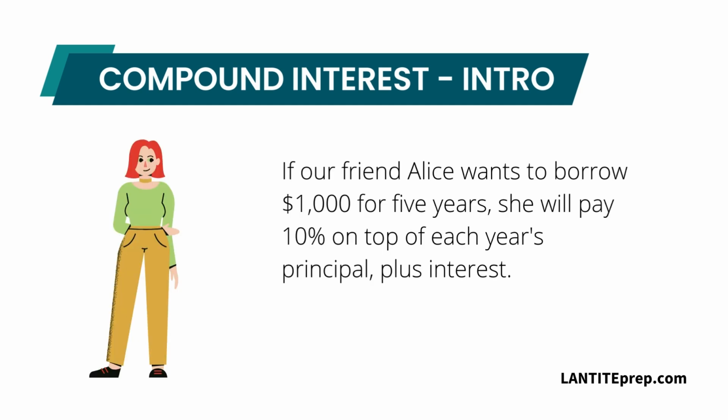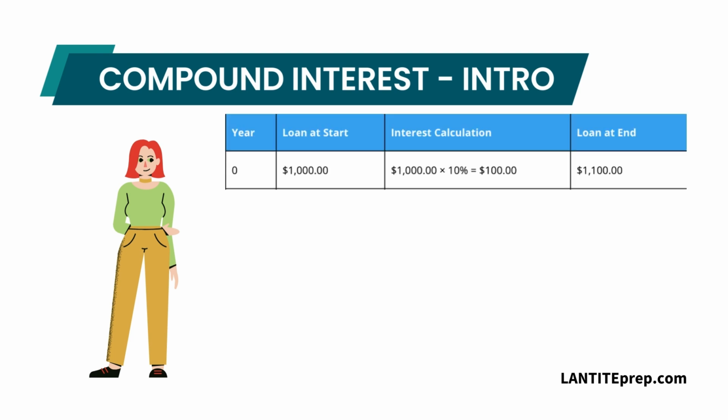If our friend Alice wants to borrow $1,000 for 5 years, she will pay 10% on top of each year's principal plus interest. Let me show you. In what we'll refer to as year 0, which just means today. Right now, her loan of $1,000 starts at compound interest rate of 10%. Notice that she needs to pay the same as if the agreement was to use simple interest, which is $100 of interest.